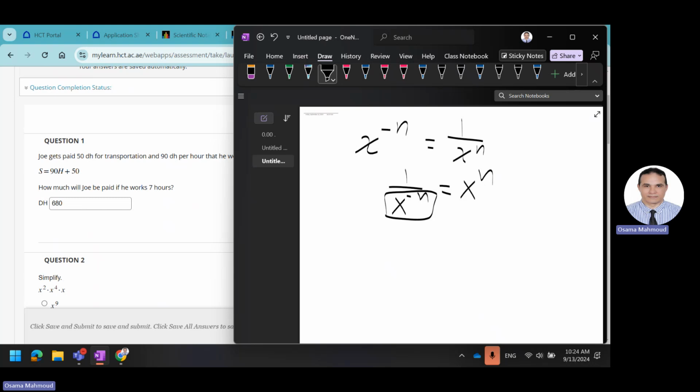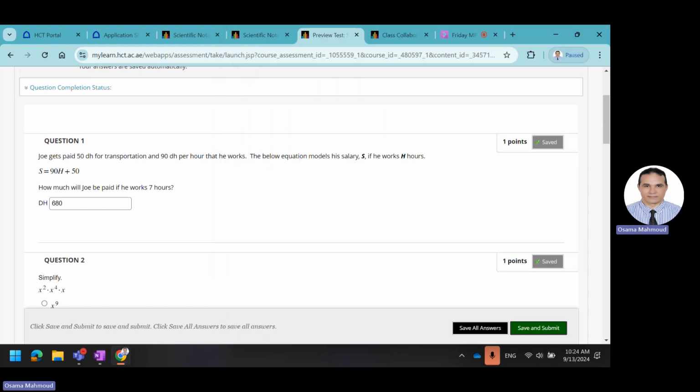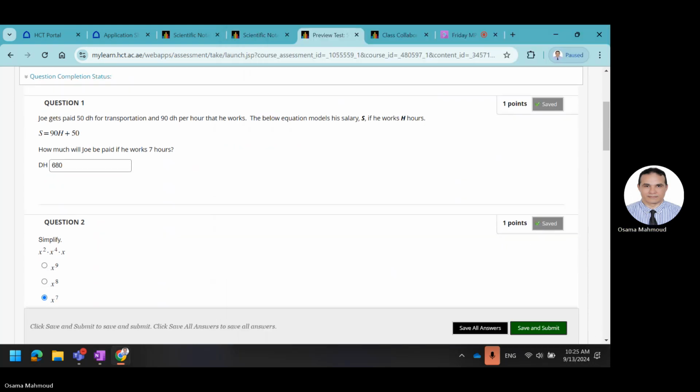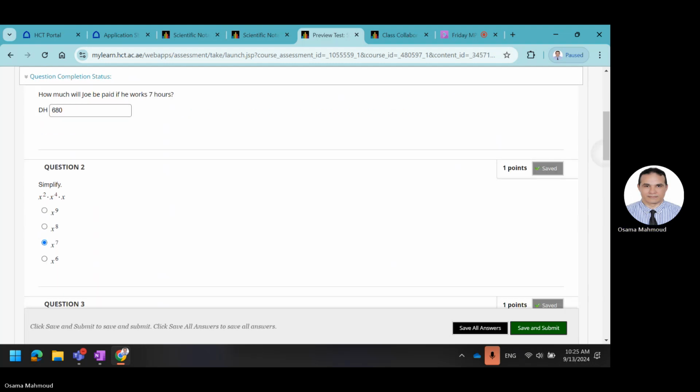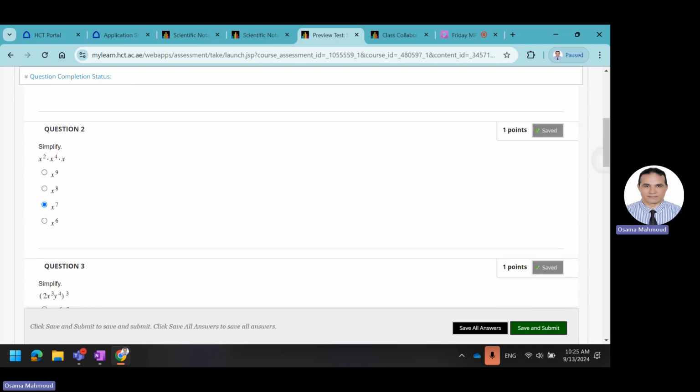Okay, so I'm using the first rule to add. I have the same base x x x, so I add the power 2 plus 4 plus 1, so I have x to the power 7, right? So this is the right answer. I'll go to the next question.